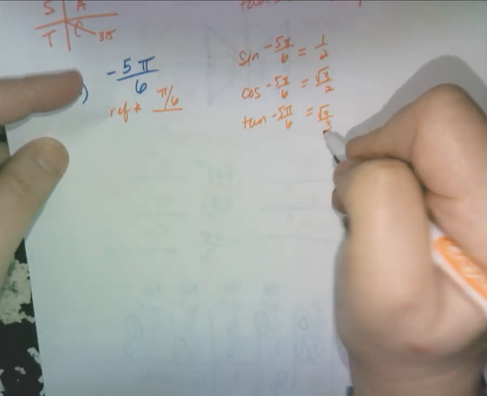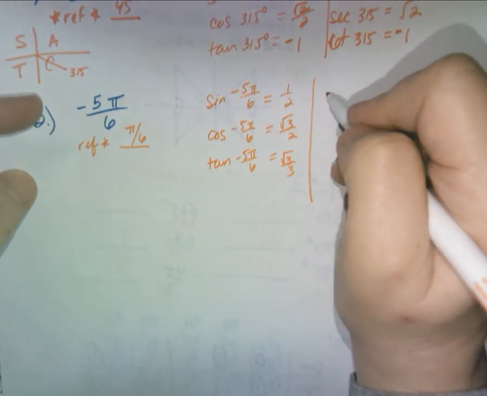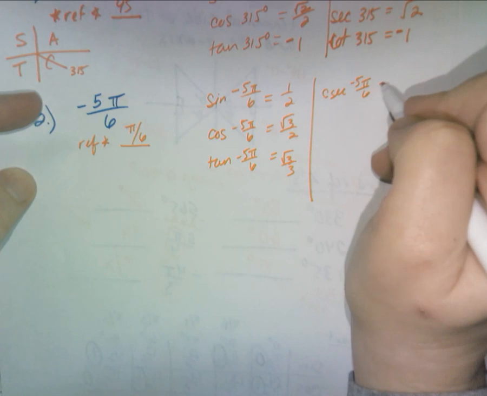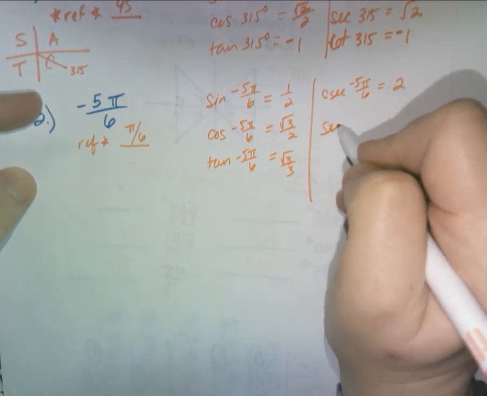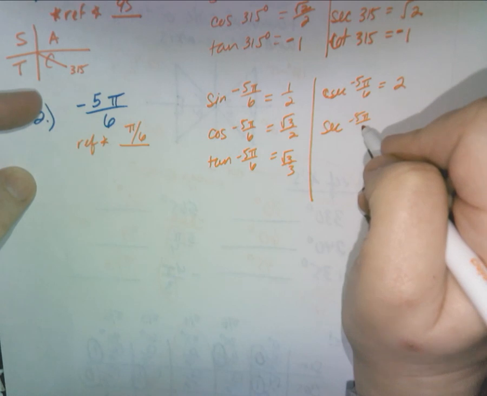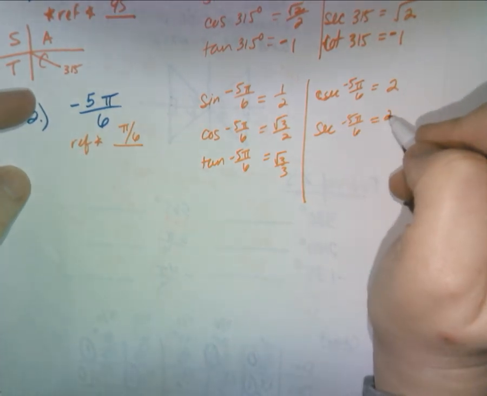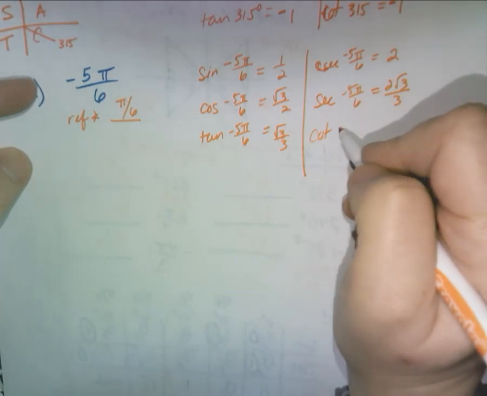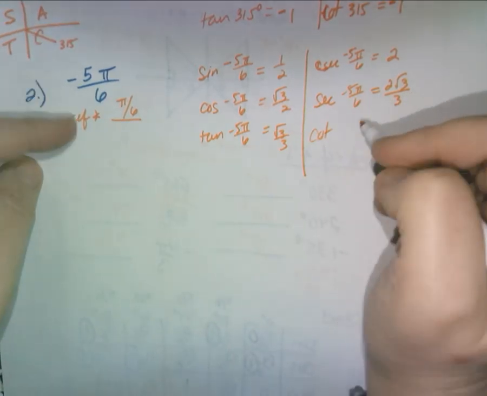And then you reciprocate them. Cosecant negative 5 pi over 6 is 2. Secant, what would that one be? What's 2 over root 3 over 2, root 3 over 3? And cotangent is just root 3, right? Yeah.